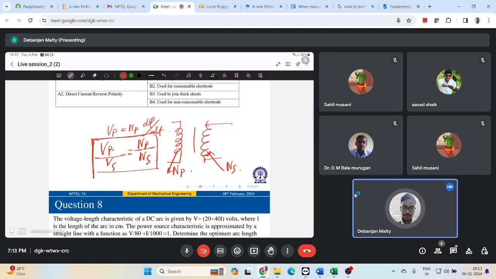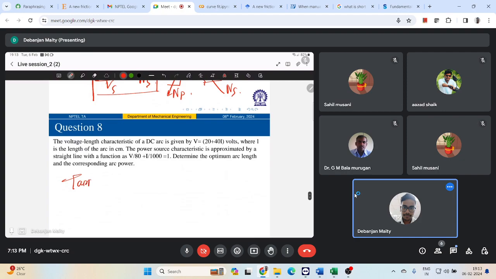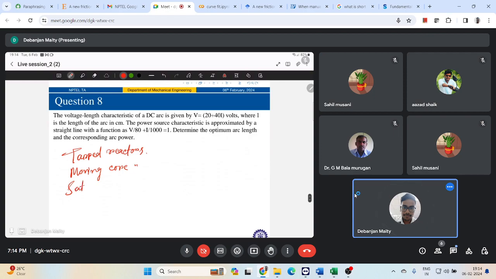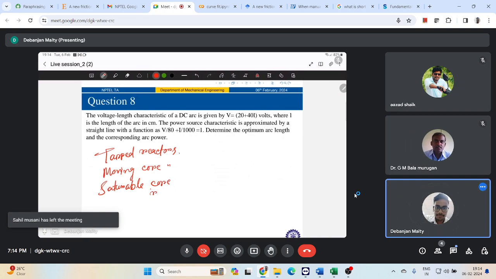what are the different kinds of reactors? There are tapped reactors. There are moving core reactors. There are saturable reactors. So we have gone through this in the lectures, right? Saturable core reactors.